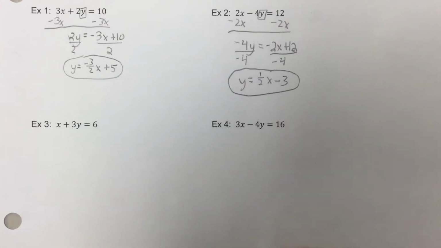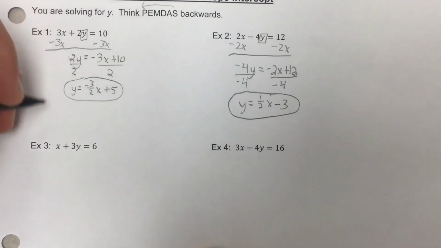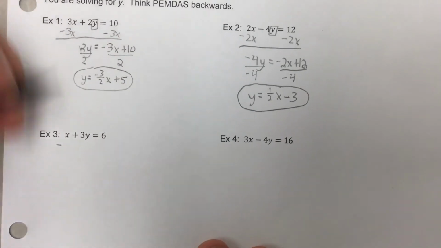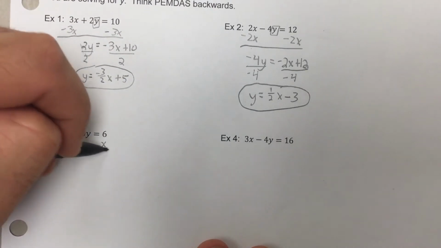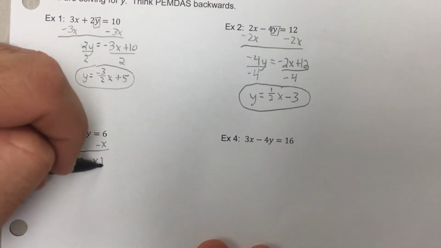All right, I'd like you to try example 3 and 4 on your own. All right, for example 3, again, you're going to subtract x. So we have 3y equals negative x plus 6.